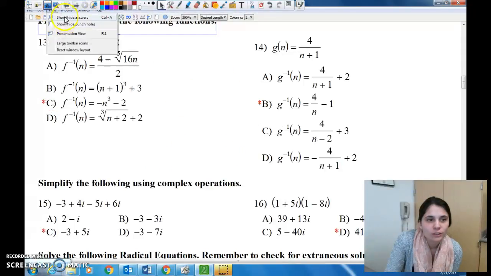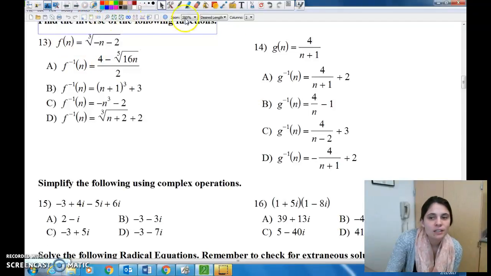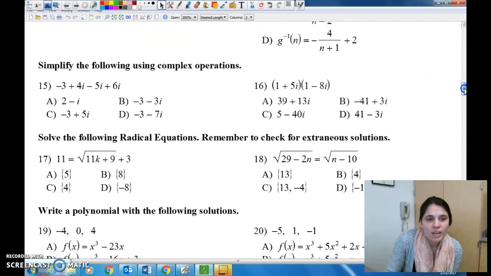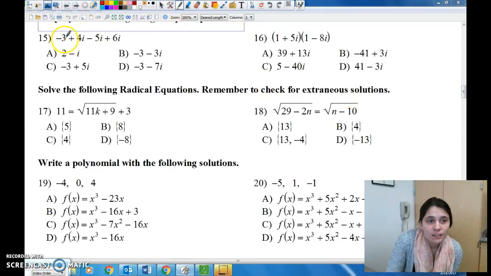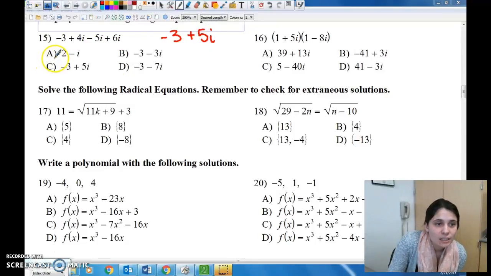And then we'll go on to 15 and 16, which I will show you both. So starting with 15, complex operations, we can just go ahead and combine like terms. In this case, negative 3, there's nothing else I can combine with that. It's just going to stay negative 3. But I can do 4i minus 5i is a negative i, plus 6i is a positive 5i. And that's it. So this one is letter C.